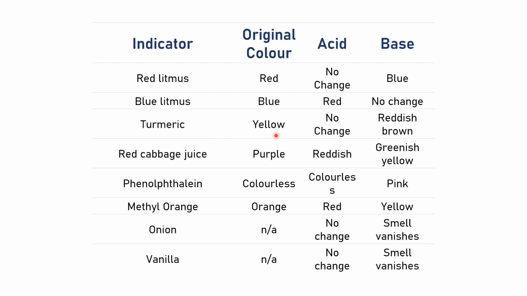Turmeric is yellow in color, with acid no change. You can do this experiment at home, right? You can take a solution of turmeric and put a few drops of vinegar or citric acid or lemon juice. All are acids, right? So try to do this at home. And with base, I have already told you, you must have experienced this, right?